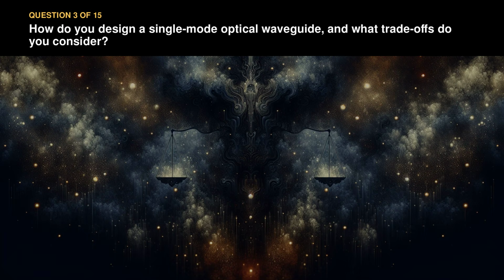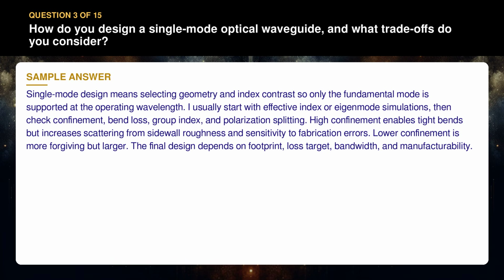Question 3. How do you design a single-mode optical waveguide, and what trade-offs do you consider? Single-mode design means selecting geometry and index contrast, so only the fundamental mode is supported at the operating wavelength. I usually start with effective index or eigenmode simulations, then check confinement, bend loss, group index, and polarization splitting. High confinement enables tight bends, but increases scattering from sidewall roughness and sensitivity to fabrication errors. Lower confinement is more forgiving but larger. The final design depends on footprint, loss target, bandwidth, and manufacturability.